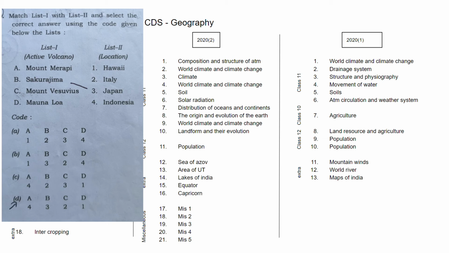Now, on similar ground logic, let's do this question. Look at the mountains, Sakurajima. So this name relates to Japan. Okay, so B, option 3. Now in B we only have two options, B and D. Okay, in which B relates to 3.